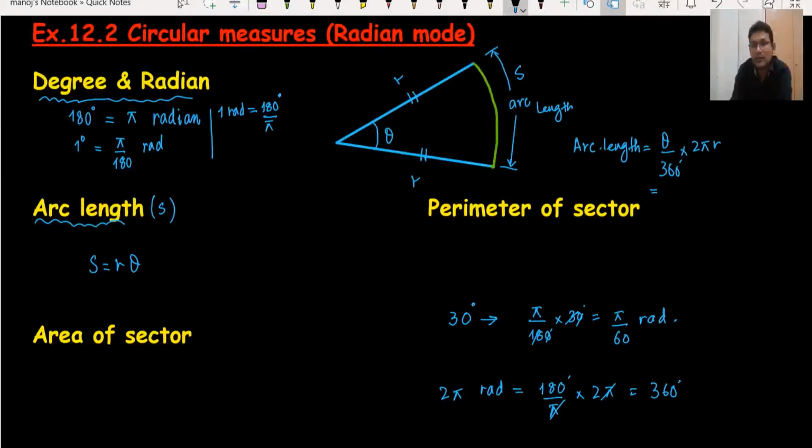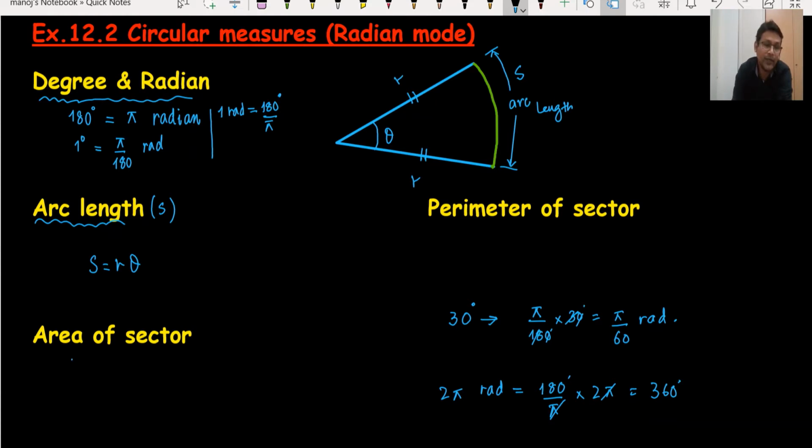When I write theta divided by 2 pi, and 2 pi r is already there, the 2 pi cancels out. We have theta and r, meaning r theta. So we have proved that the formula of the arc length in radian mode is r theta. Please remember in degree mode we have this formula and in radian mode we have this formula. Same thing when we convert the area of the sector to radian mode, we can prove it.